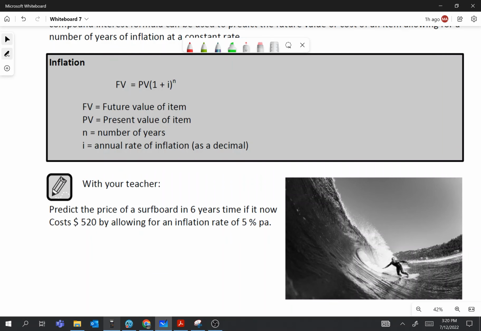This one here, we'll have a go at this, the surfboard. We're predicting the cost or price of a surfboard in 6 years' time. Right now it costs $520, and inflation is going to be at a rate of 5% per annum. Now, having done some compound interest questions in previous videos, you might want to pause the video now and see if you can work this one out before I do it. So I'll give you that opportunity now.